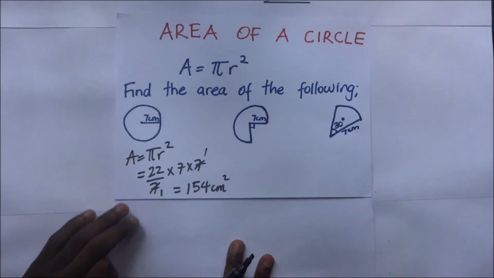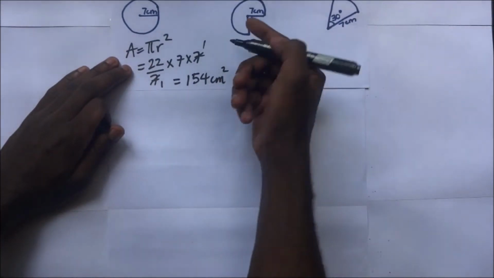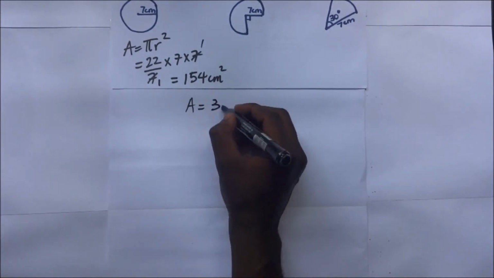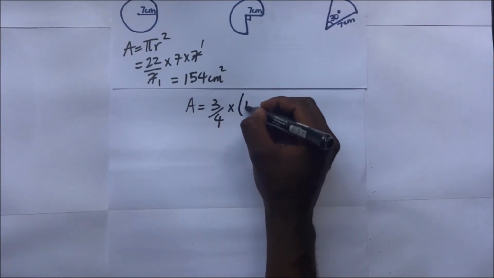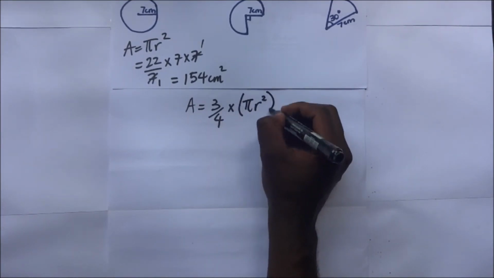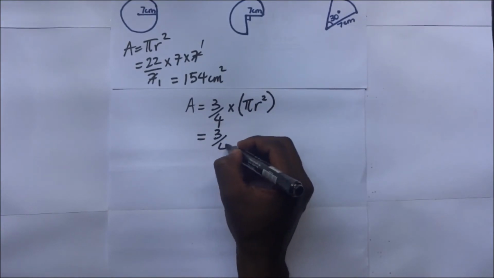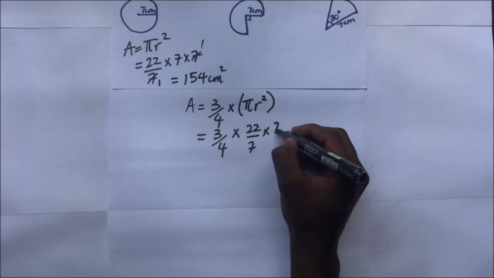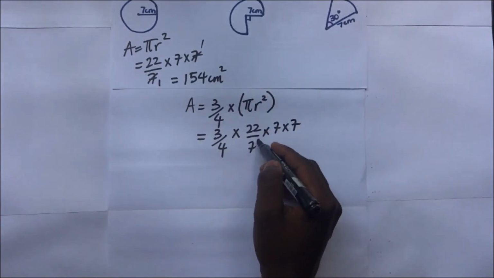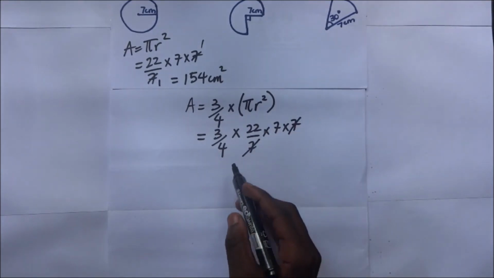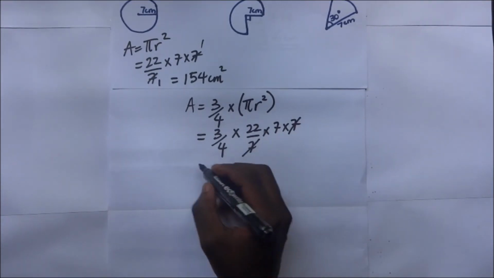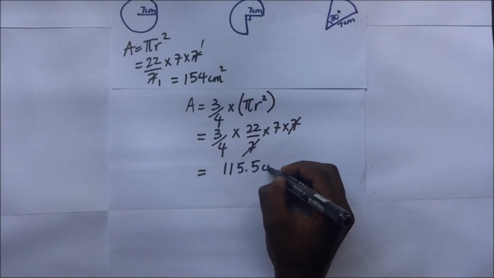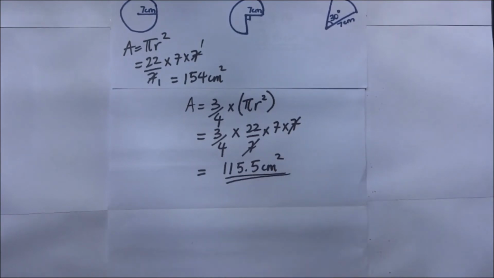So area of this is going to be equal to 3/4 times pi r squared, which is the area of the circle. Multiply that by 22 over 7 times radius, which is 7 times 7. So this cancels with that. When you compute the rest of this, you end up getting your answer as 115.5 centimeters squared as your answer.